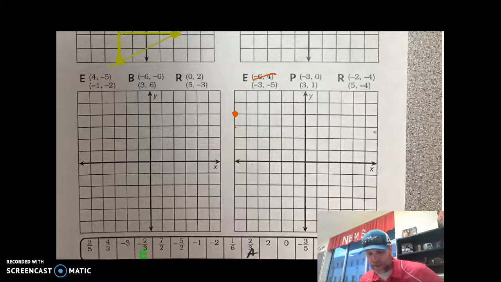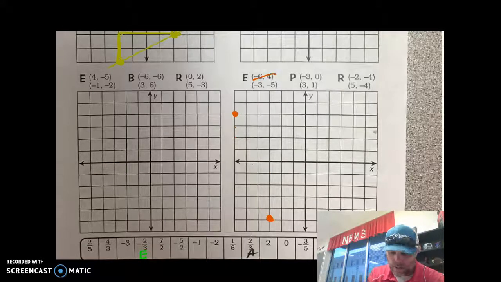The next one is negative, negative. So I'm going to end up in quadrant 3 down here. Start at the point of origin again every single time. Go to the left 1, 2, 3, 3 times. And then go down in a negative direction 5 times. 1, 2, 3, 4, 5 times. So that gets us right there.